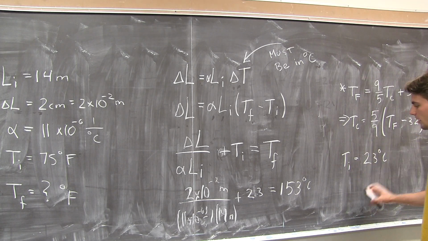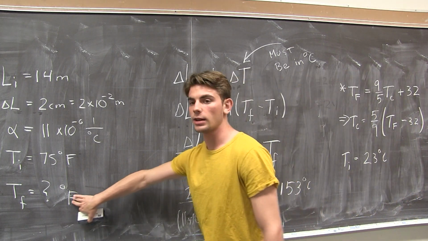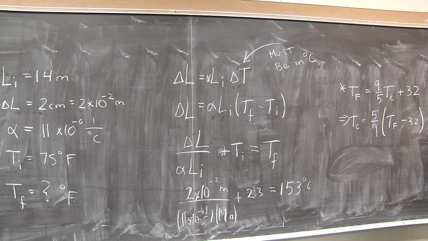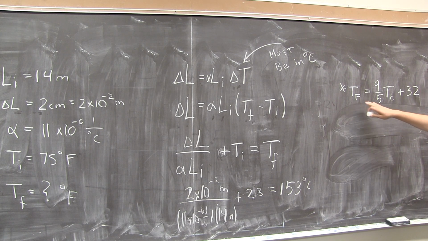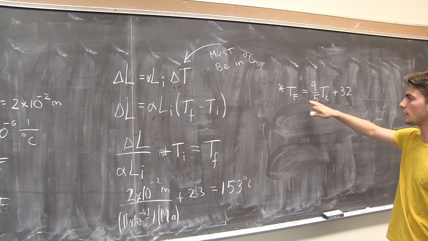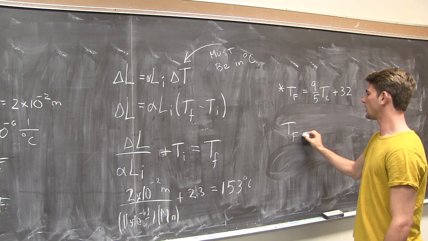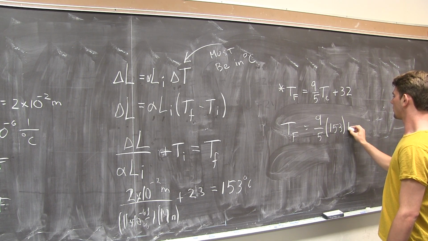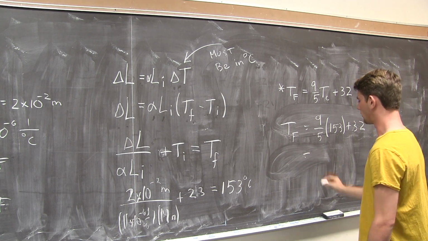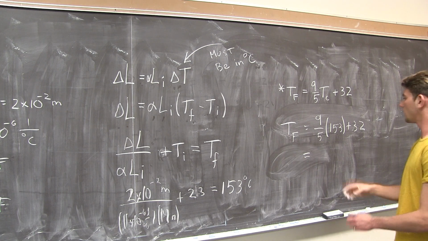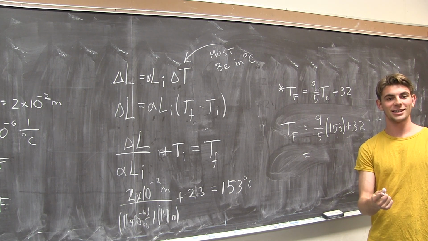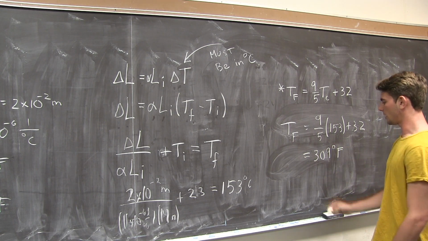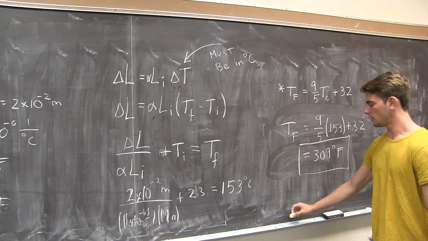So this would be right, except they asked for a final temperature in degrees Fahrenheit, and that begs us to use the conversion from temperature in Celsius to temperature in Fahrenheit. So T final is going to be 9/5 times 153 plus 32, which if you plug into your calculator, you get 309 degrees Fahrenheit. Box that, and you'll be good to go.